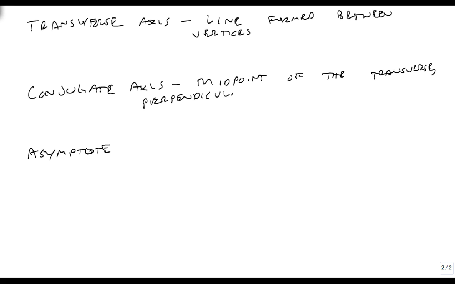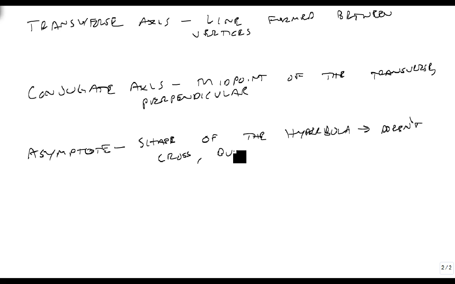The asymptotes work like most of our other asymptotes, and so this determines the shape of the hyperbola. These are lines that the hyperbola doesn't cross, but it gets close to. And so those are the definitions we need for our hyperbolas.